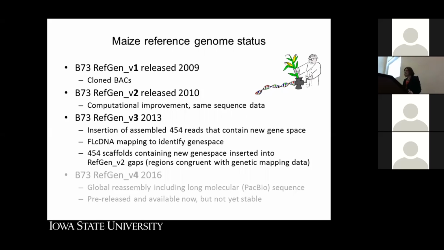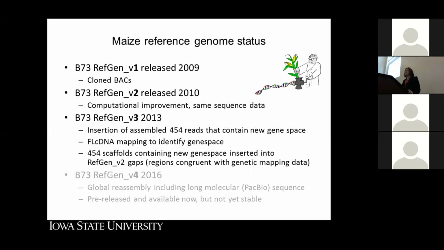So the first version of the whole maize genome, RefGen V1, was produced in 2009. And that sequence came from cloned BACs. So these are chunks of the DNA that got sequenced and assembled back together. In 2010, a computational improvement to that, a better assembly of those same sequences, came out called RefGen V2. And then in 2013, RefGen V3 came out. And in that one, they did add some more sequences still. The main backbone was from cloned sequences.